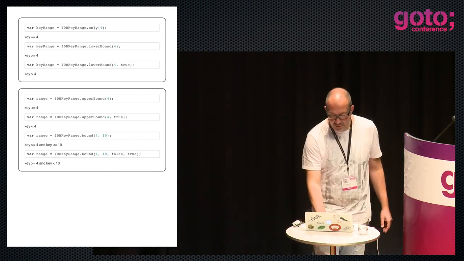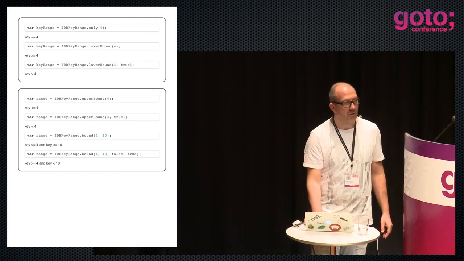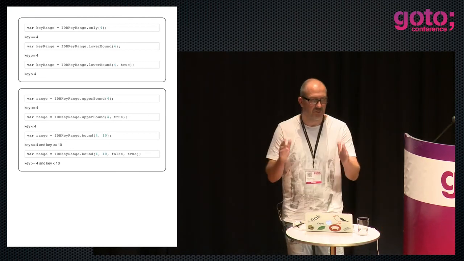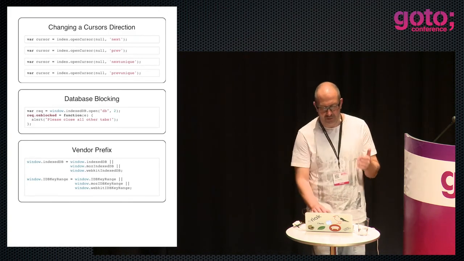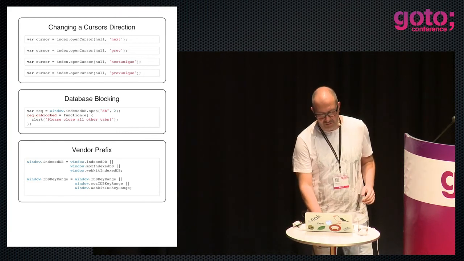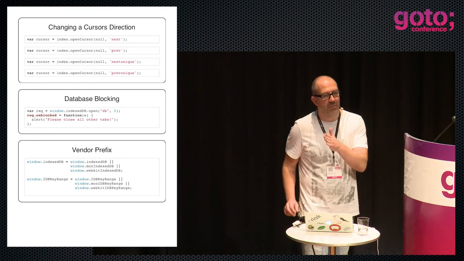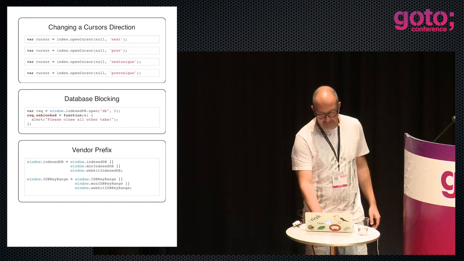We can say lowerBound 4. That's 4 and higher. We can say lowerBound 4 comma true, that's higher than 4, and so on. We have upperBound and bound that give us the possibility to limit at both ends. We can change the cursor's direction. Normally it's next, so we start from the start and then go up. We can do the opposite, and here we have nextunique. It will jump over the keys that have already been used, and prevunique.